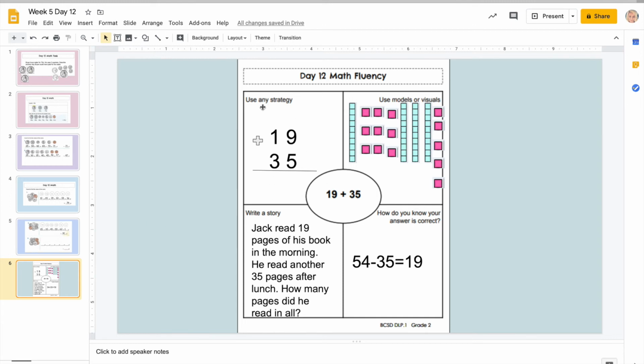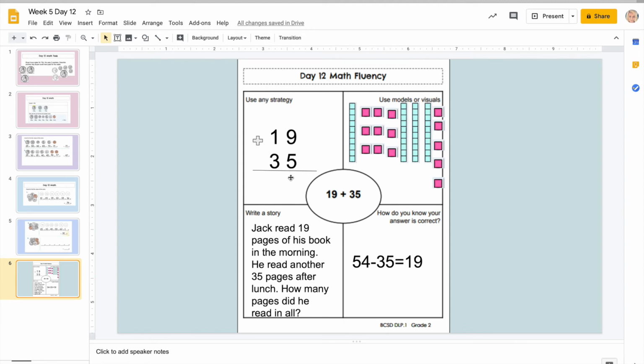And we always start with using any strategy, and the best way to do that is lining up those numbers based on the place value. It looks like this is 19 plus 35. It's addition, so we know we are looking for the sum of these 2 numbers. Let's go ahead and get started.